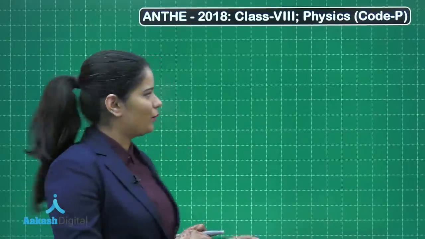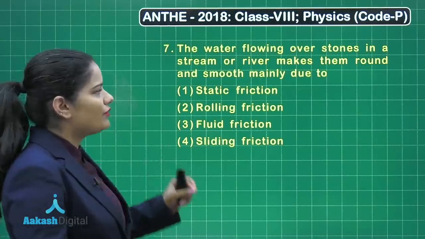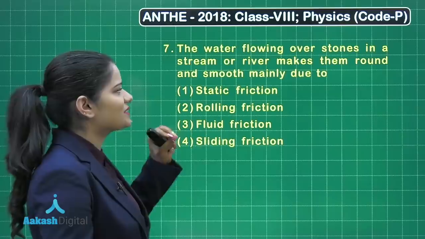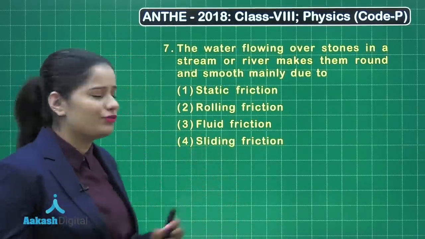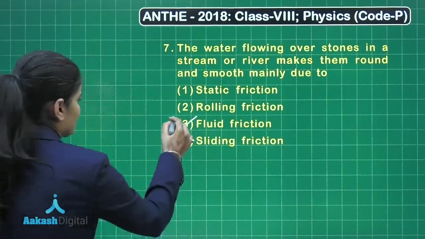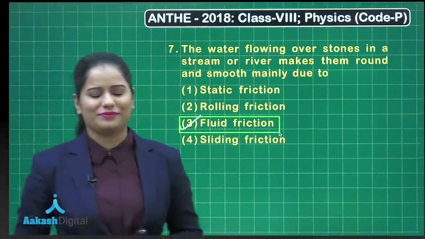Now let's take up the next question. So here we have question number 7. This says the water flowing over stones in a stream or a river makes them round and smooth mainly due to, and we all know this happens because of the fluid friction. So which option is the correct option? That is option number 3. So I hope this question is also quite clear to you. Now let's quickly move on to the next one.